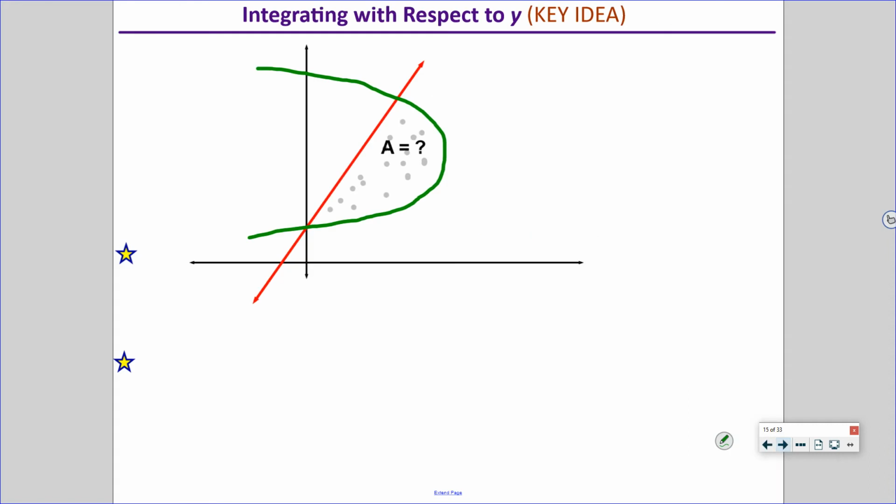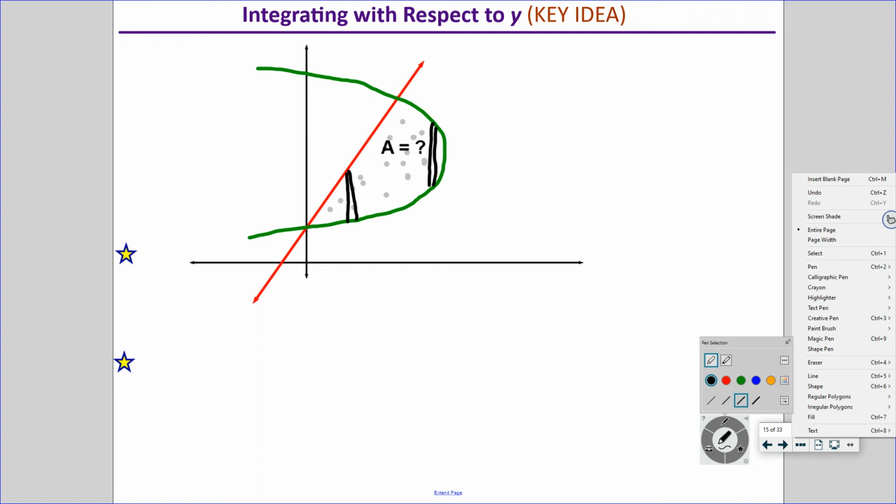What if our region that we're trying to find the area of looks something like this? If I were to try to draw a vertical strip in here, don't do this, but if I were to draw a vertical strip, the top of that curve is the green one. But then if I draw it over here, now the top is the red. So how can I do a top minus bottom in this type of situation?